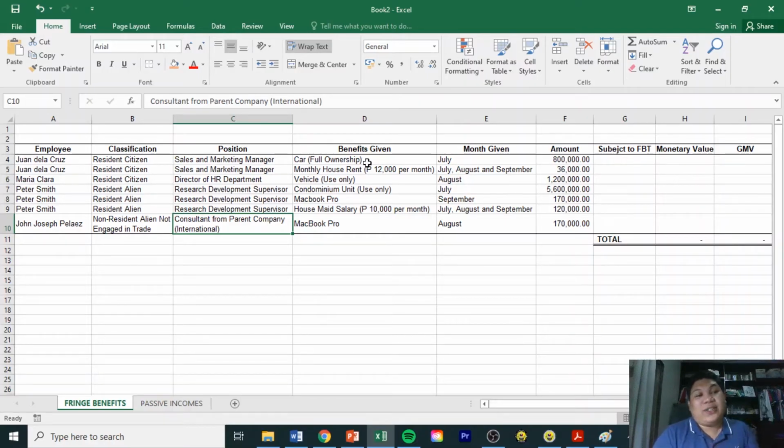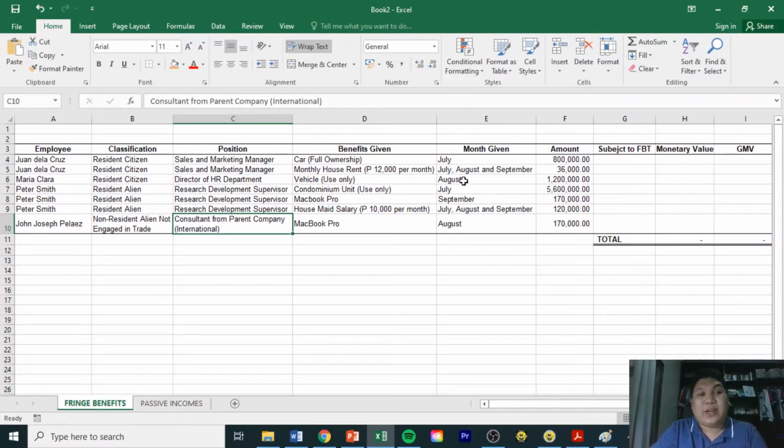Okay, and also John Joseph Pelaez from the parent company, from our parent company outside, we gave him a MacBook Pro during the year. So, for Juan de la Cruz, we gave the car during the month of July, and then also for the months of July, August, and September, we gave him the 3 months monthly house rent for free. And then for vehicle, we have August.